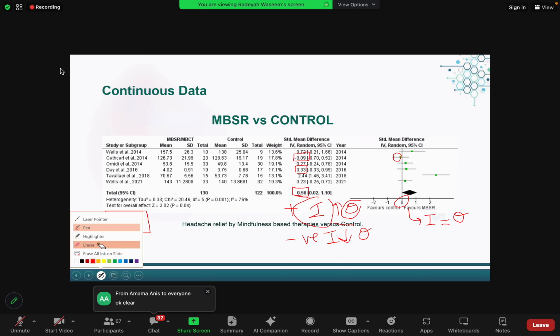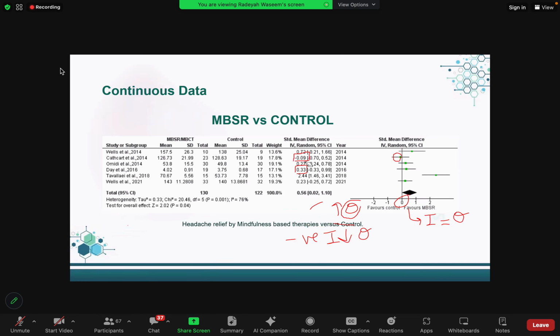The first thing was that our line of no association is represented by 0. Then we saw the three statements. The first thing was basically our raw data. Raw data is presented in the form of mean, standard deviation, total for each of the two groups. Then our effect size is standard mean difference and weighted mean difference. If the units are interconvertible, we use weighted mean difference. If the units are not interconvertible, we use standard mean difference.